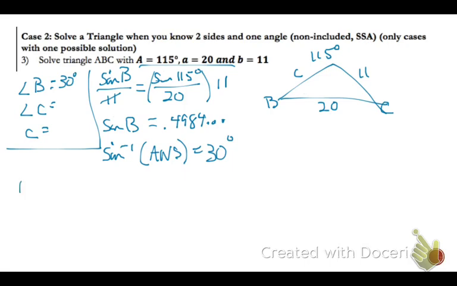Now to find angle C, we'll just do the easy way. So subtract everything from 180. And let's see, we need to subtract off 115. So that'll leave us with 35.